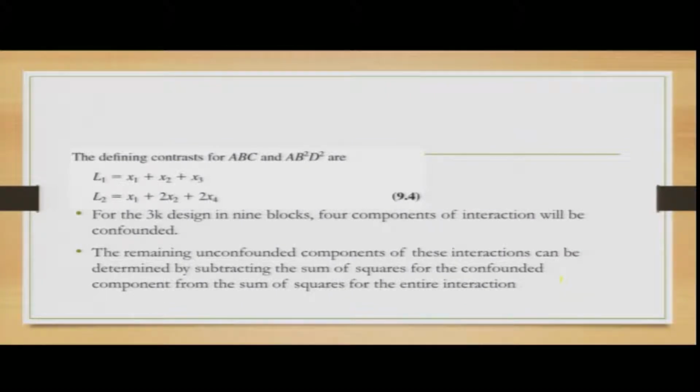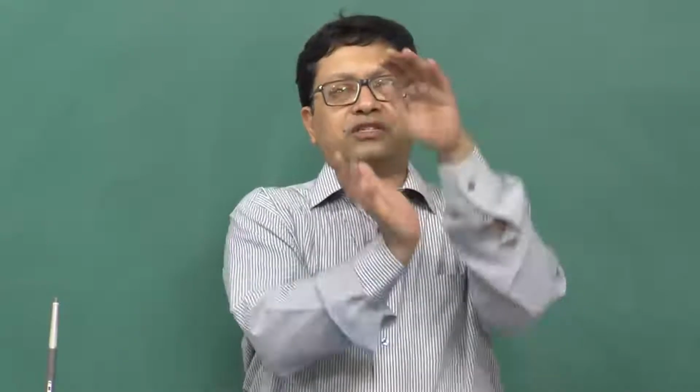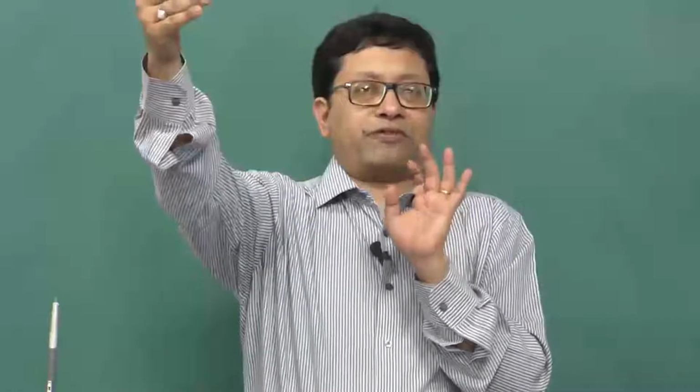The defining contrasts of ABC and AB square D square are, here you will have L1, L2, x1, x2, x3 and x1 plus 2x4 would be considered, and you can take the combinations. For the 3 to the power k design in 9 blocks, 4 components of interaction will be confounded, and the remaining unconfounded components of the interactions can be determined by subtracting the sum of squares for the confounded component from the sum of squares for the entire interaction. So, you want to differentiate the overall effects into blocks or confounded combinations of ABCs, depending on the number of factors you have and the level of interactions each of them has, and based on that you can find out the best effect.